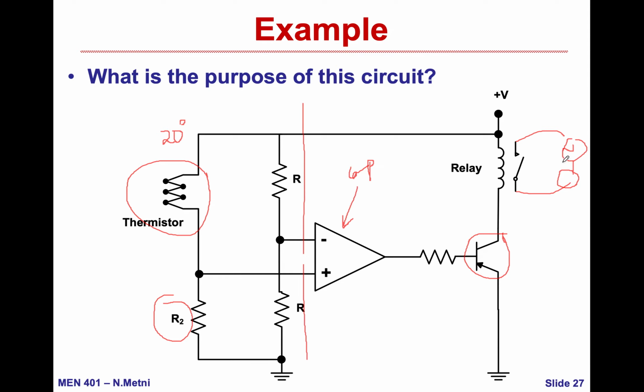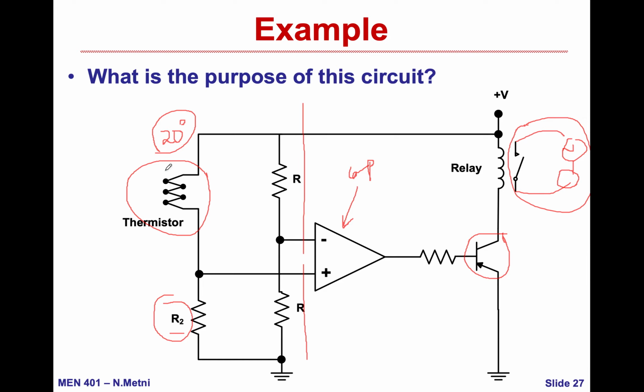Therefore, what's the purpose of the circuit? This circuit is used in order to turn on a device when the temperature of the thermistor is above a certain threshold, which is stated by the value of R2, which is here. So you can think about this as a heating system here, or an air conditioning or a refrigeration system here.